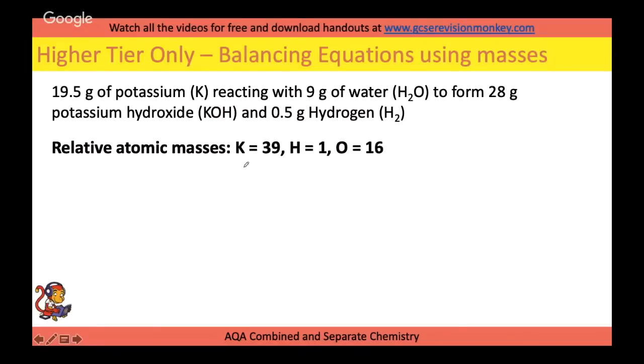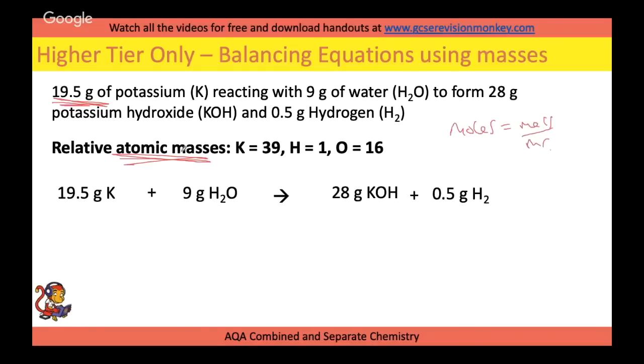I want to run through balancing equations using masses. For these ones, you get the marks for the working out and not for just balancing equations. So they give you masses and they give you relative atomic masses. So think to yourself straight away, moles equals mass over Mr. 19.5 is the mass. I've just written it out again here. If you take the question and write it out as an equation, it will help you. So then we divide by the relative atomic mass. So for just K, it will just be 39 because there's only one thing.